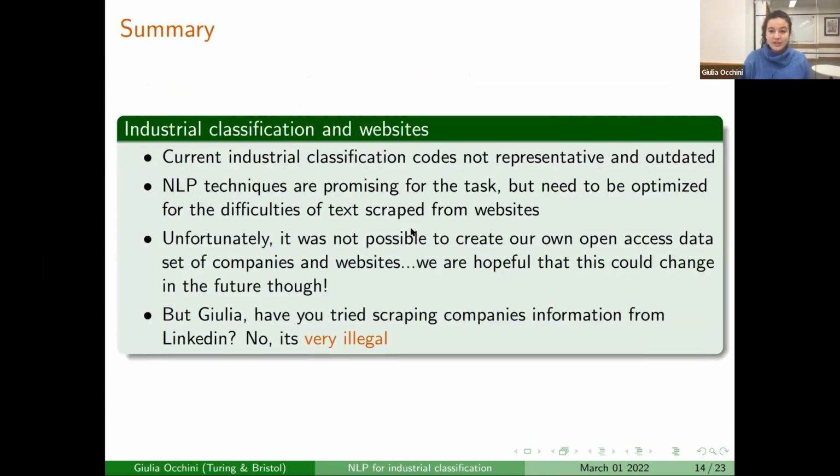So to summarize what I've said till now, current industrial classification codes are not representative and are outdated. NLP techniques are promising for the task, but need to be optimized for the difficulties of text scraped from websites. Unfortunately, it was not possible to create our own open access data set of websites and companies, but we're hopeful that this could change.